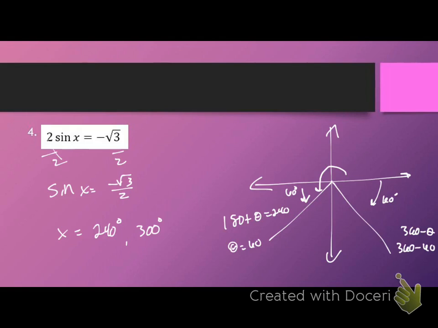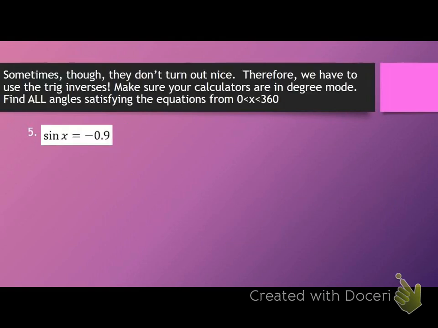Okay? All right. Now, not always so pretty, right? We're not always in the unit circle. We're not always dealing with special angles. So we've got to be able to handle that. So now we can't just think through it. We're going to have to actually use our calculator. So make sure your calculator is in degree mode. And we type in inverse sine. So we need to know what the inverse sine of negative 0.9 is. Right? We type this into our calculator.